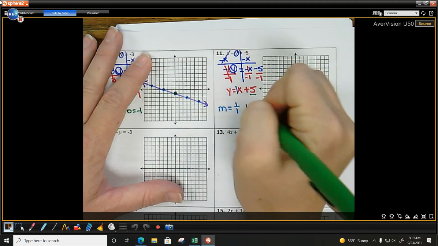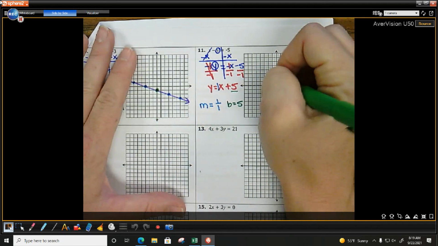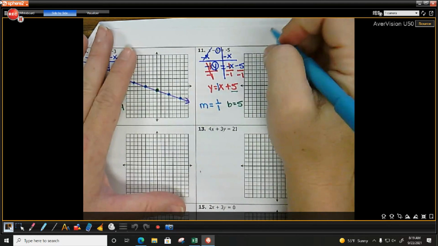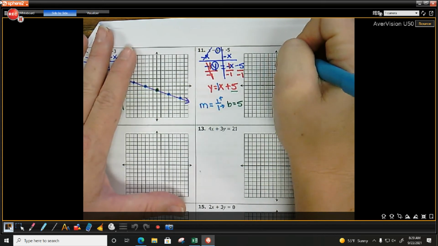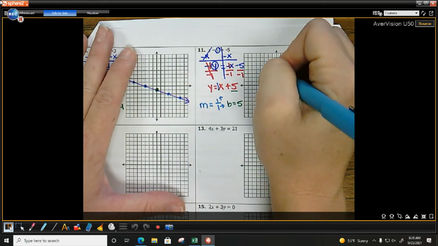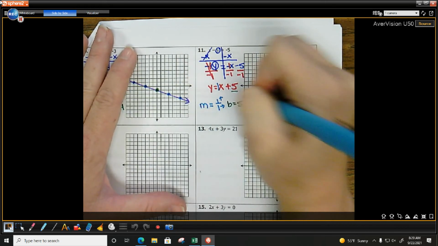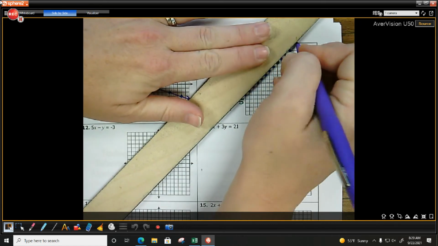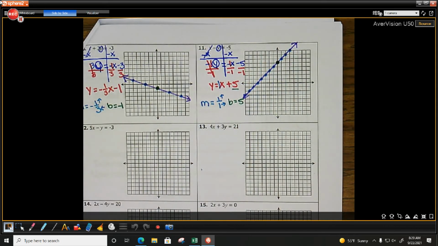So where am I going to begin? Begin at 5 on the y-axis. Now if it's positive, I go up to the right. What's the opposite of up to the right? And graph your line. Good?